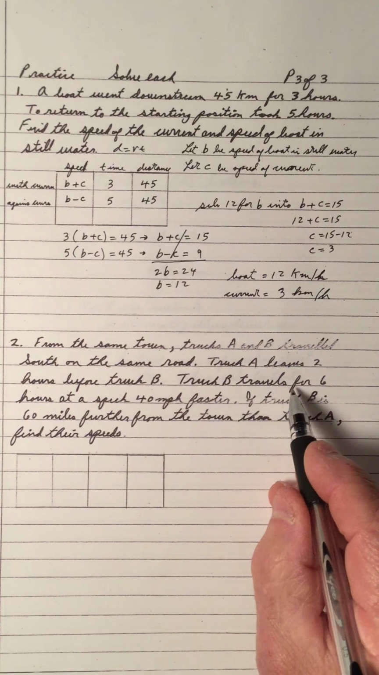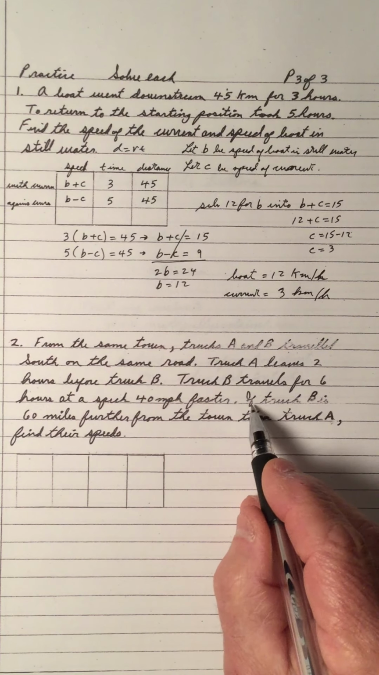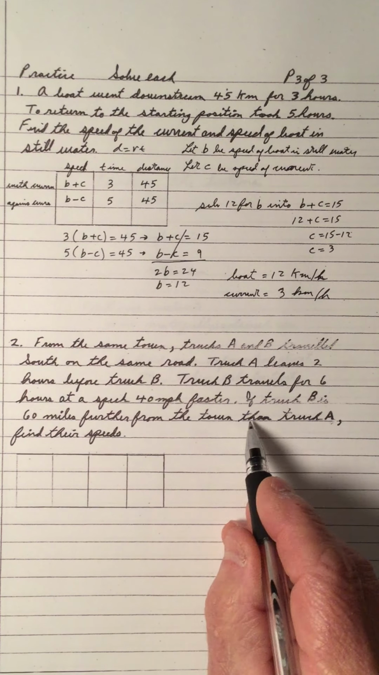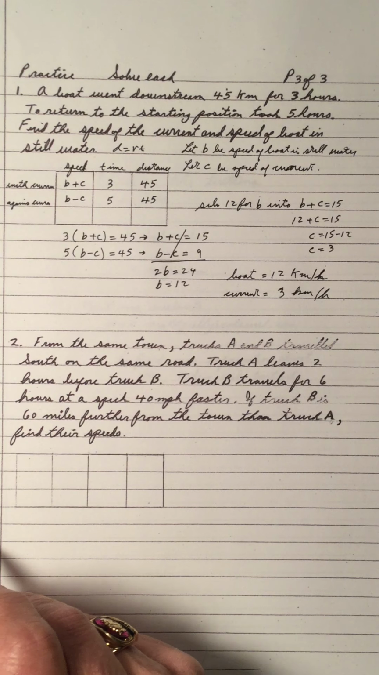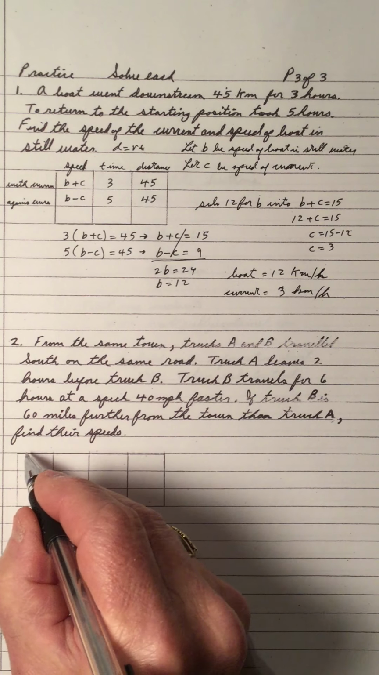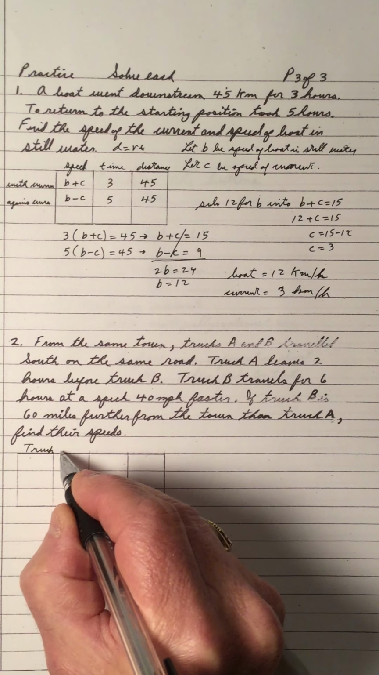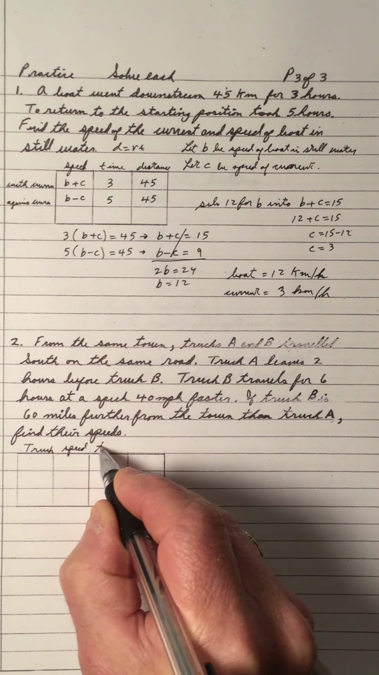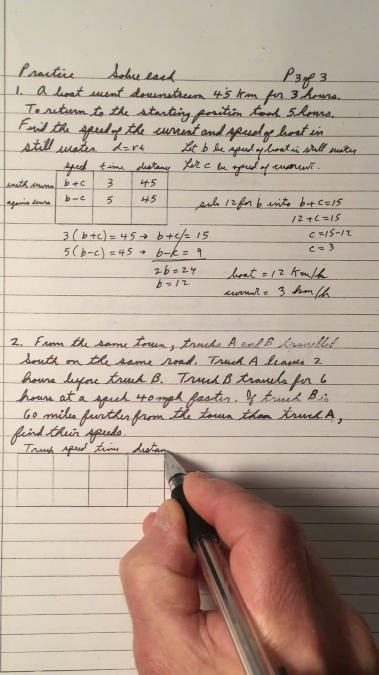Truck B travels for 6 hours at a speed of 40 kilometers faster. If truck B is 60 miles further from town than truck A, find their speed. So you've got to be careful. This one's a little bit heavier. So what we can do is say, this is the trucks, this is the speed, this is the time, and this is the distance, because distance equals rate times time.